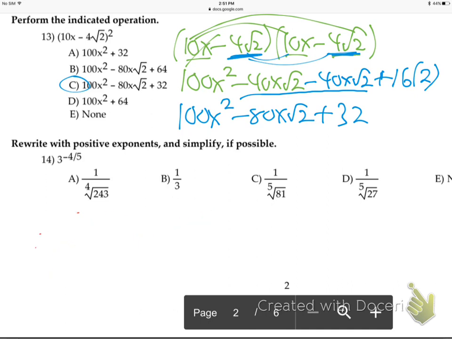So, to do this problem, 3 to the minus 4/5. There's a couple issues here. First off, there are two weird things: the fact that the power is negative and the fact that the power is a fraction. Both cause weird things to happen. What does a negative in the power zone do, first off? Just flips the whole thing, doesn't it?